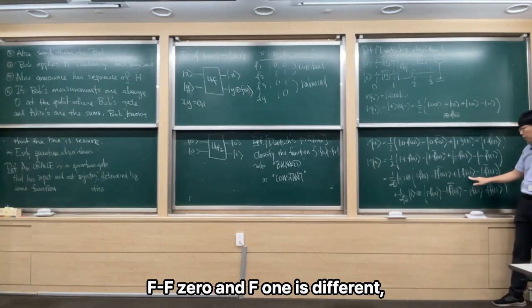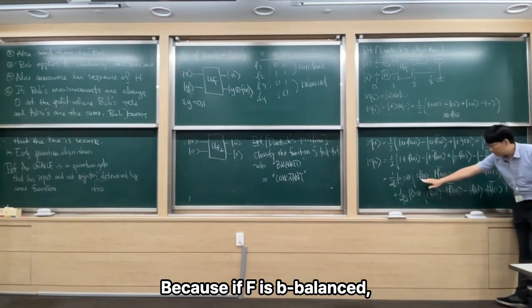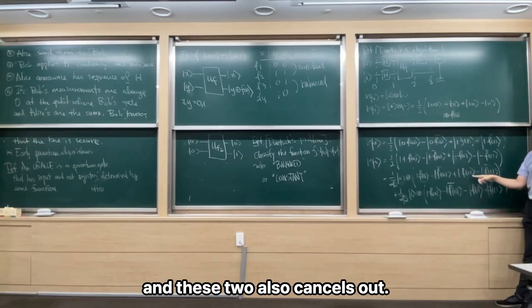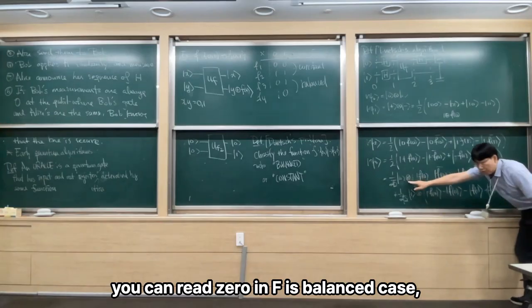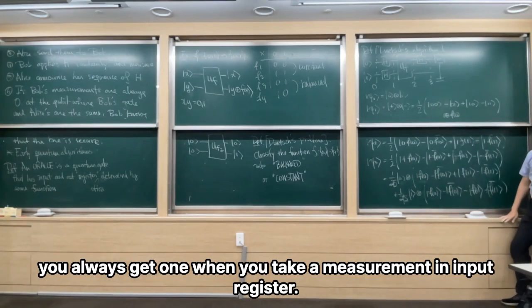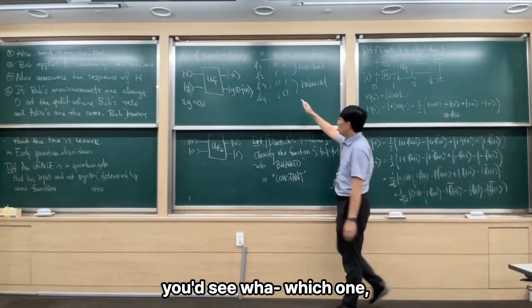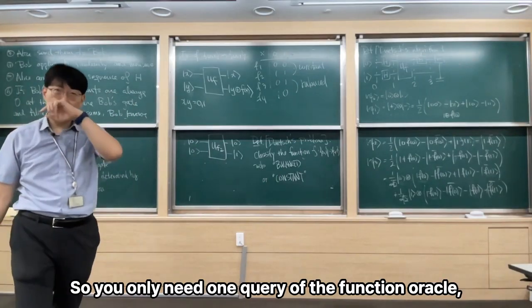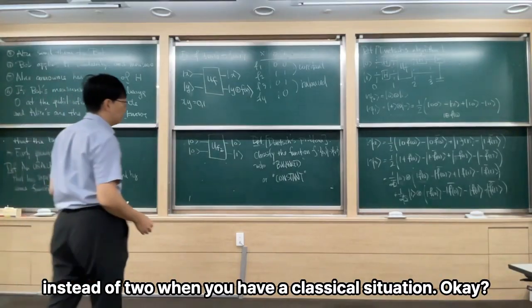f0 and f1 are different. Therefore, f0 and f1 bar is the same thing, right? Because if f is balanced, f0 and f1 are different, but then f0 and f1 bar are the same. So these two cancel out, and these two also cancel out. So this second part survives. So there's no chance you can read 0 when f is balanced. You always get 1 when you take a measurement on the input register. So by taking a measurement on the input, you see which category the function is. So you only need one query of the oracle, instead of 2 as in the classical situation.